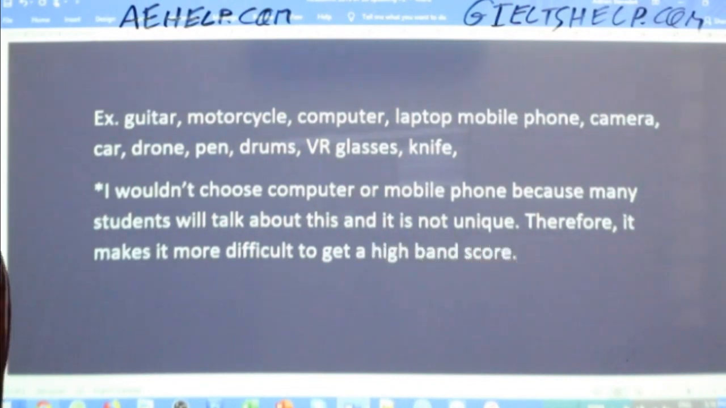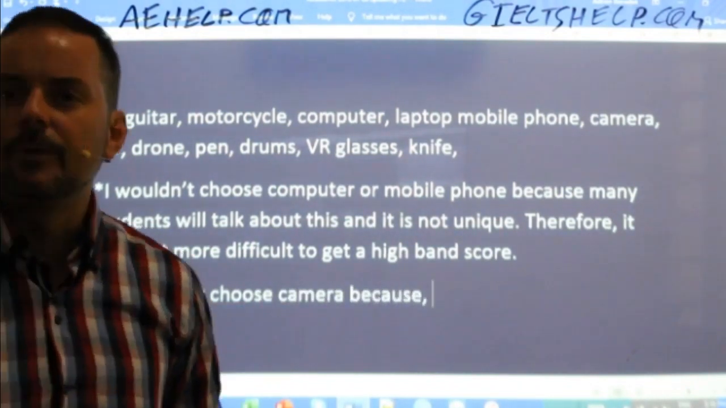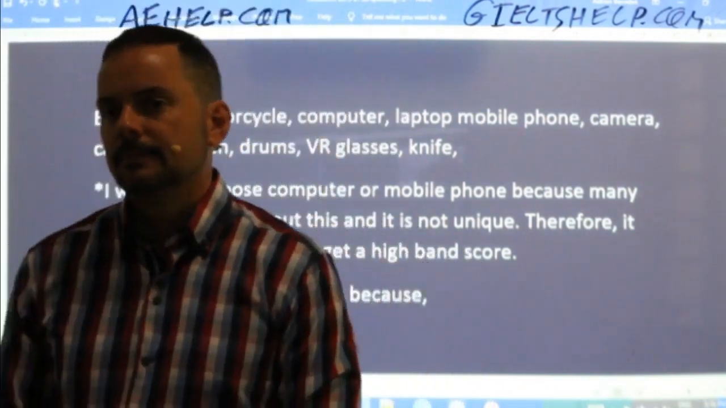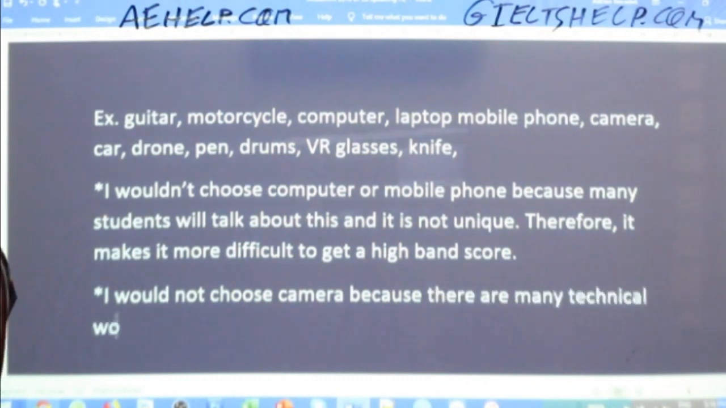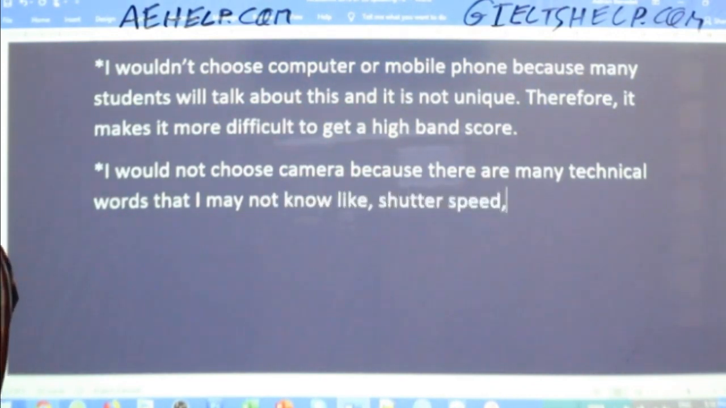Okay? And I would not choose camera because why do you think I wouldn't choose camera necessarily? Because there are many technical words that I may not know. If you know it, choose it, okay? Like shutter speed, aperture. I don't even know how to spell that word. I think it's maybe two P's.